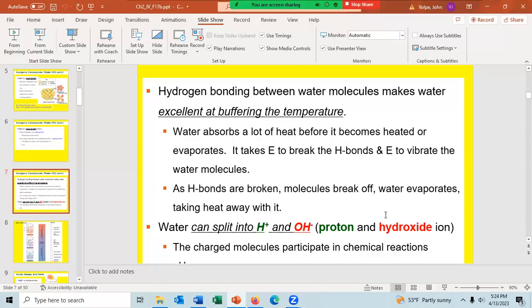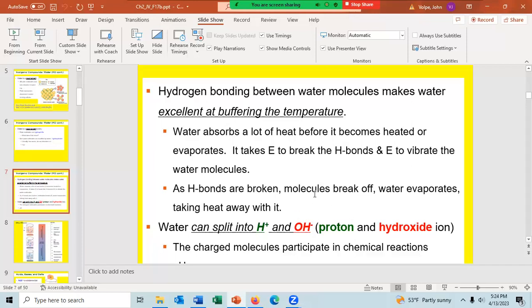As the hydrogen bonds are broken, the water molecules will break off and water will evaporate, so the molecule of water that has absorbed the most energy will be the one that evaporates. And that tends to keep the water cool because the hottest water molecules are the ones that evaporate, and they take the heat away with it. Any question about any of that?